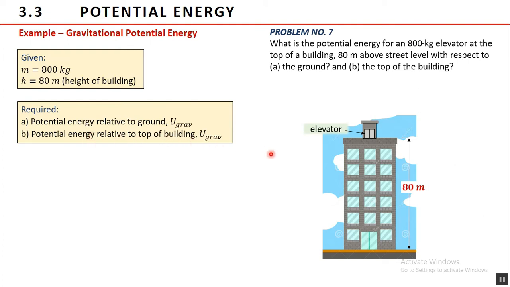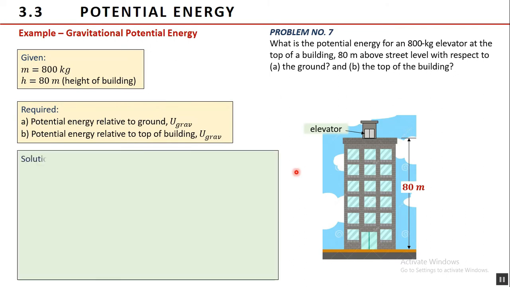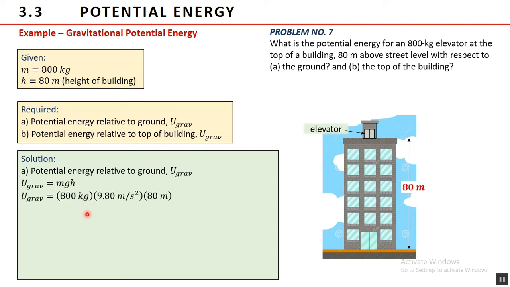Again, this problem is not that challenging. For letter A, from the basic formula of gravitational potential energy, mgh, we already have mass, 800 kilograms, and g is 9.8 meters per second squared. And what is our height? Since our reference point is the ground, the height of the elevator is 80 meters. Substituting the values into the equation, the potential energy of the elevator relative to the ground is 627,200 joules.